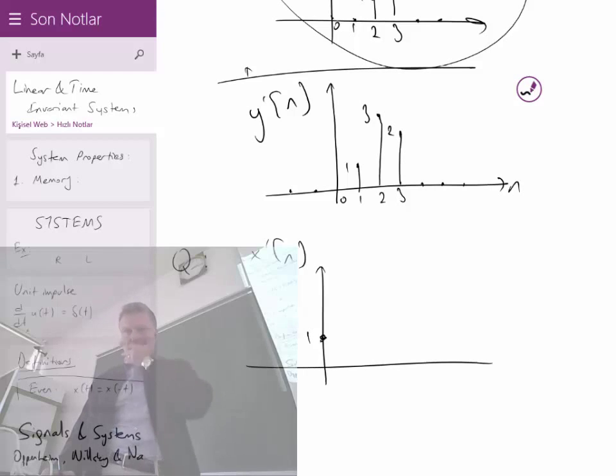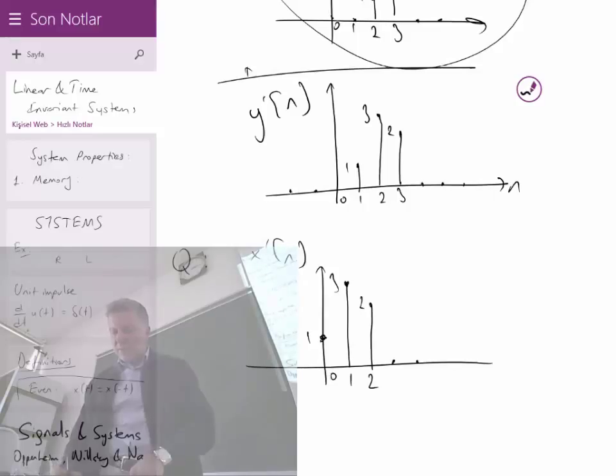1, and 3, and 2. That's 2. The others are zeros. Can you find the output?